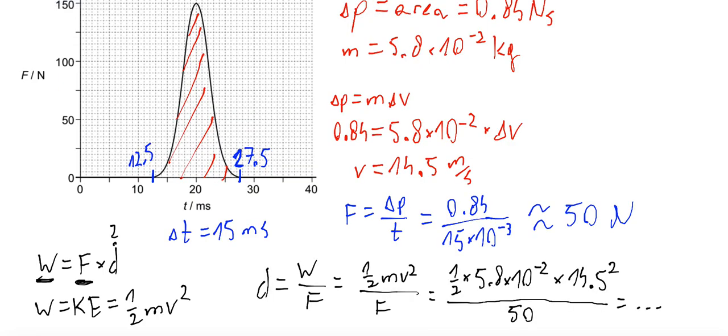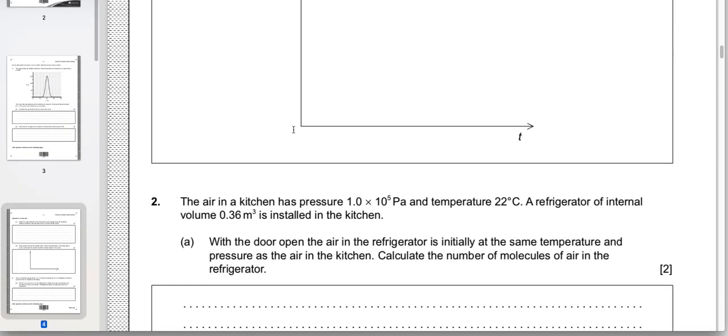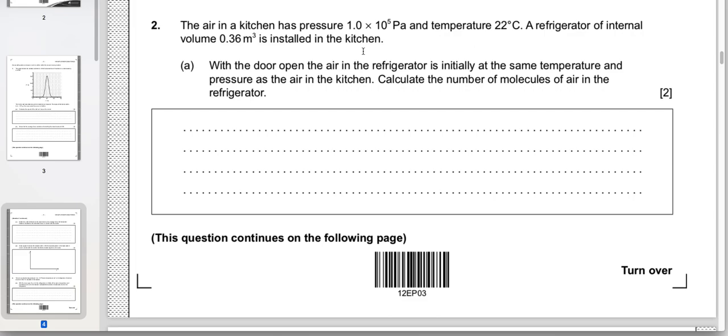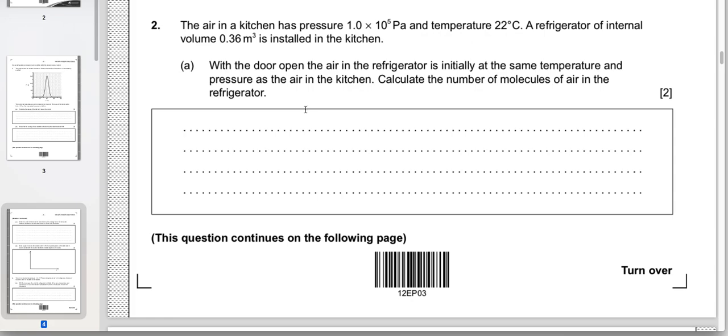Okay, let me change screen and let's do exercise number 2. Air in the kitchen has a pressure of 1 times 10 to the power of 5 pascals, and a temperature of 22 degrees Celsius. Remember, in the case of an ideal gas, you have to convert it into Kelvin, so you have to add 273.